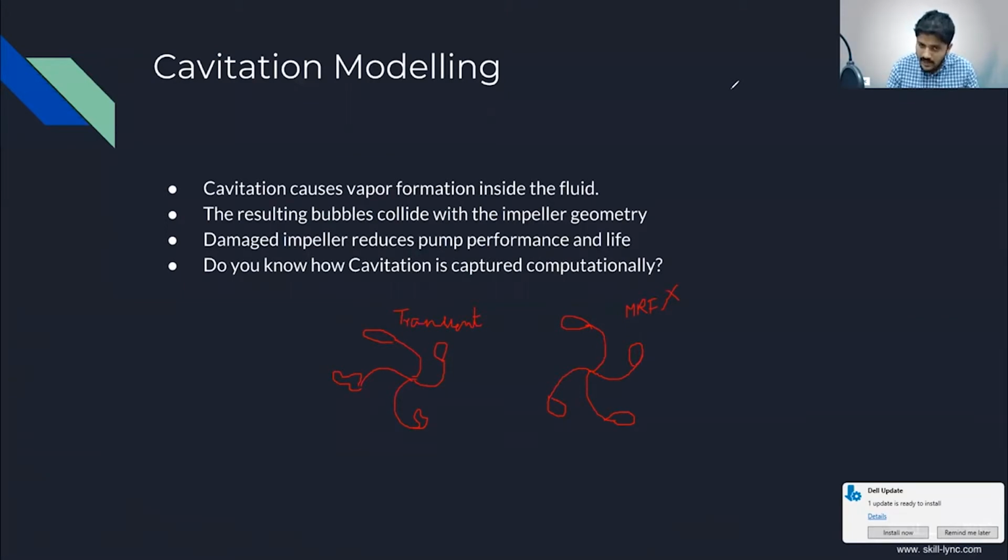Now, how do we know if cavitation is captured computationally? How can we determine that? Does anyone have any ideas? From a simulation point of view, what should be the data that I need to look at? The answer is very simple. It's not velocity, it's, yes, density is one, pressure is the other. What you can do is you can just look at pressure, and wherever cavitation occurs, your pressure is first going to drop.